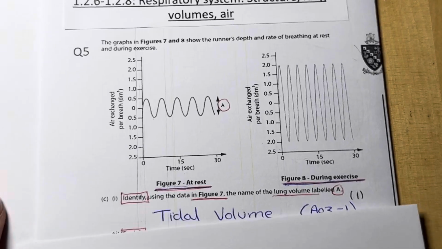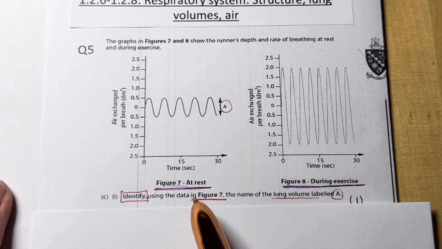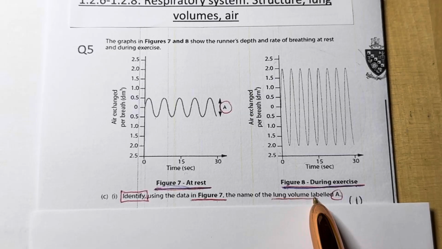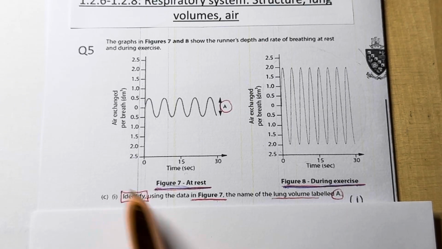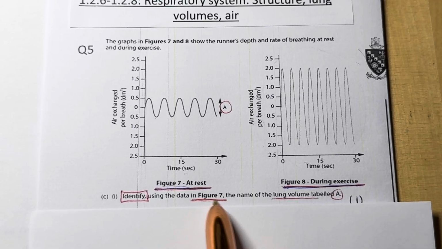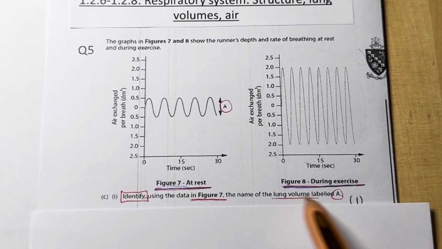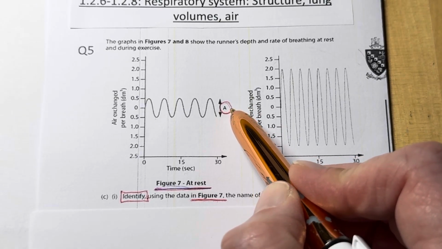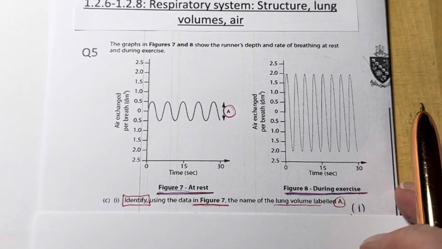So moving to the first question, it says identify using the data in figure 7 the name of the lung volume labelled A. So I've boxed my command word, I've highlighted my keyword, that we're looking at this graph here, figure 7, and we're looking at the lung volume A. So I've circled A to make sure that I'm clear. And this is worth 1 mark.